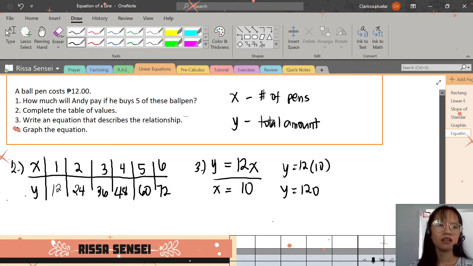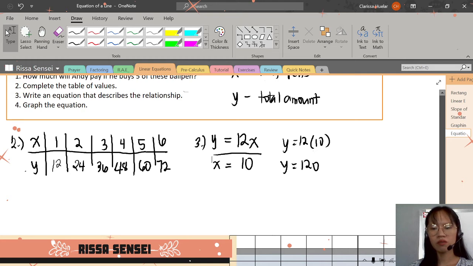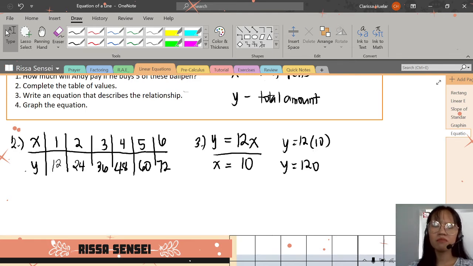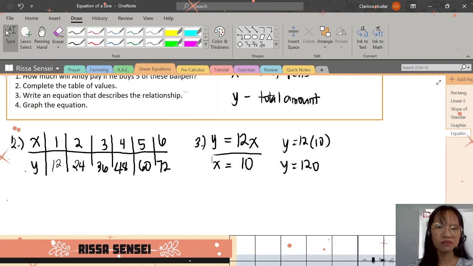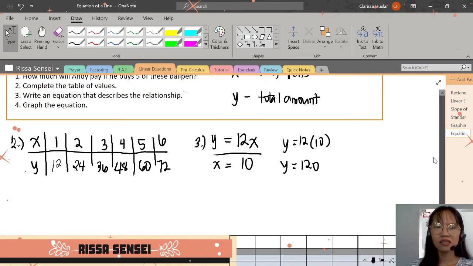Okay? Paano yung pag-graph ng equation? Madali lang ito gawin dahil meron na tayong iba't ibang graphing softwares na very accessible sa internet. Merong GeoGebra, merong Desmos, merong Graphmatica, at marami pang iba. Actually, pwede rin tayong mag-graph dito sa ating OneNote.